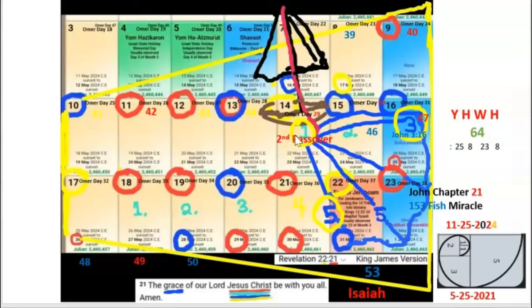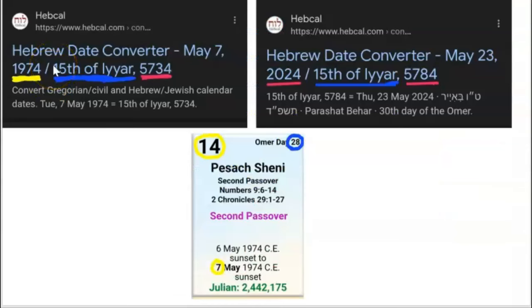Now, I remember I've done searches on this before for May 7, 1974, the Hebrew calendar, what day that would be, and I remembered that, and I felt the Lord wanted me to check out what May 23, 2024 was. Now, let me show you the results. It just absolutely blew me away. If you take a look here, you've got May 7th, 1974. That's 15th of Iyar 5734. Now, this is the same site, and there are some other sites that also had the same results, but I just kept with Hebcal.